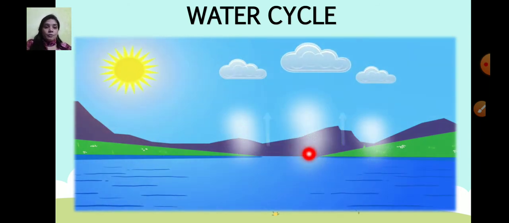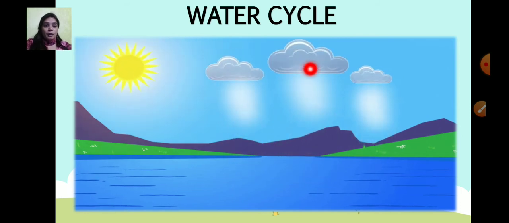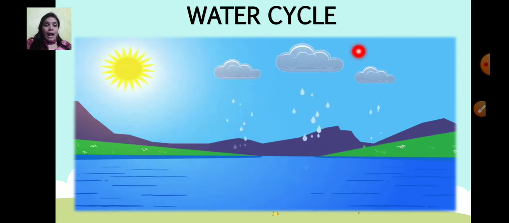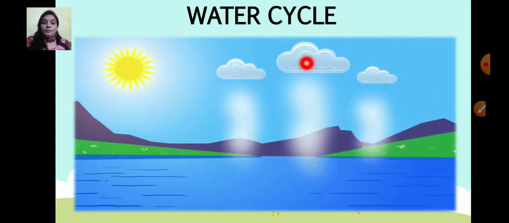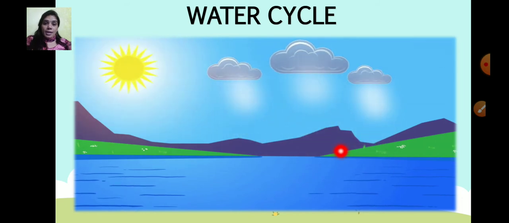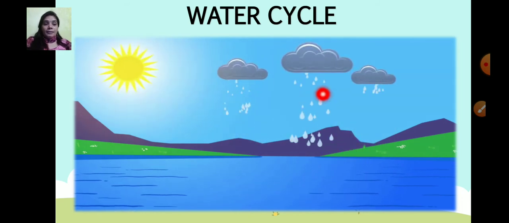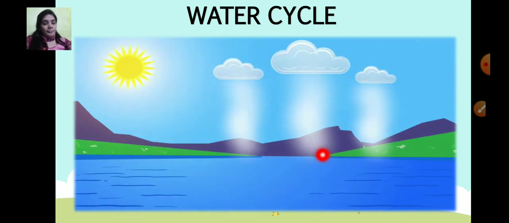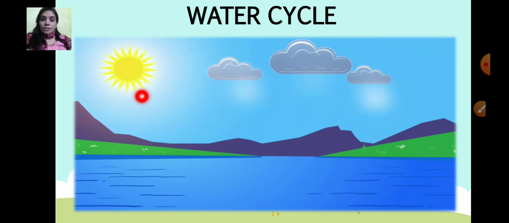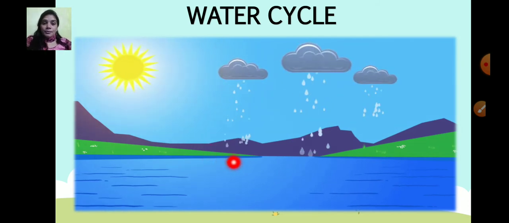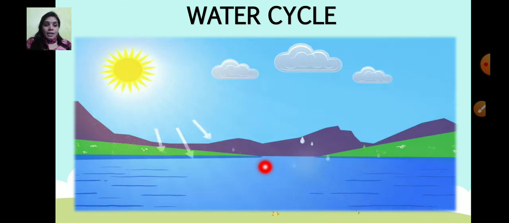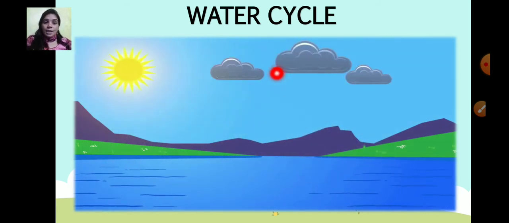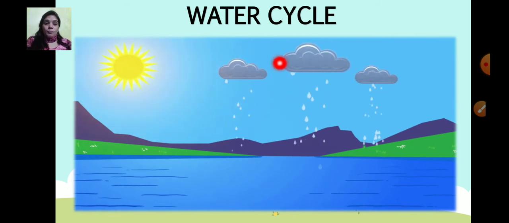So can you see here, white-colored water vapor is going up and it forms the clouds, and from the clouds it falls as rain. Again the rainwater joins the river, sea, lakes, etc. Again the sun's rays fall on the water, it gets heated and the water vapor rises up and forms the clouds.